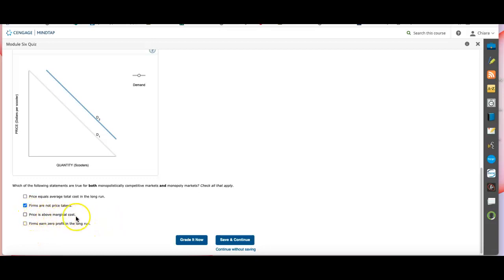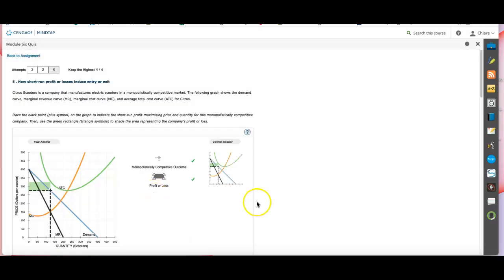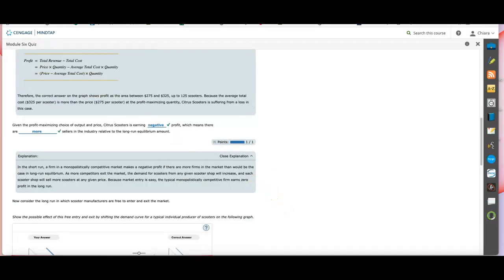The price is above the marginal cost. That is completely true for both markets, and that is why there's that social inefficiency in monopolistically competitive markets and monopolies. The firms earn zero profit in the long run. This is only true for a monopolistically competitive market. It is not true for monopolies, so we're not going to select that. So let's see. And we got everything correct.